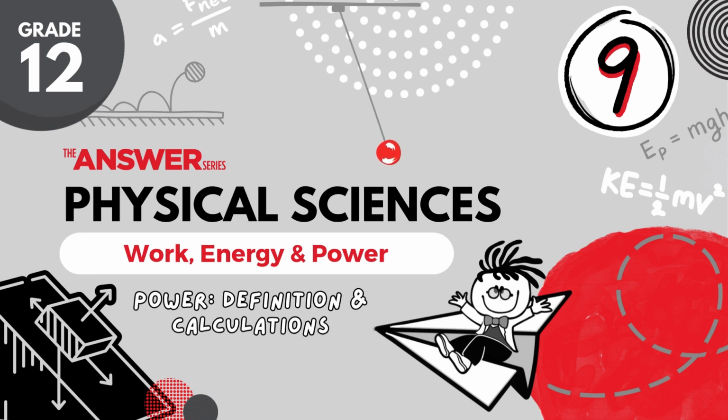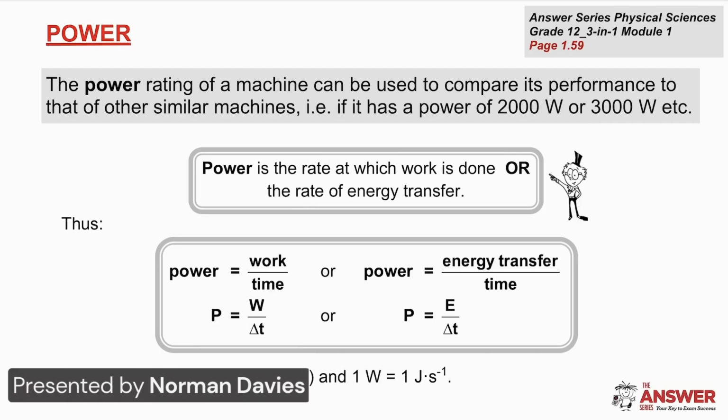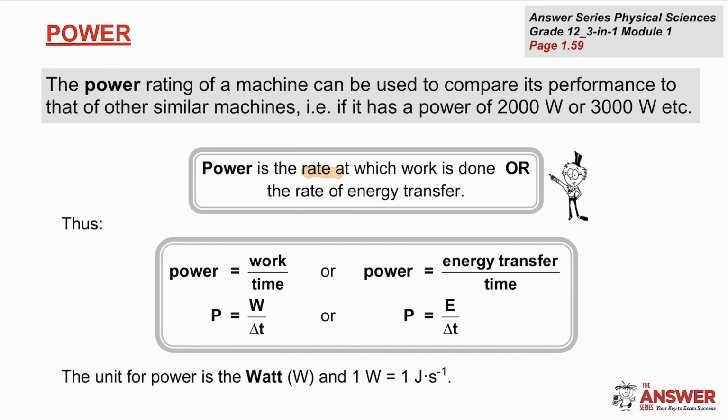In this video we will unpack the idea of power in mechanical systems, develop formulae for power, and use them in calculations. Power is a rate quantity. All rate quantities are something divided by time taken. Think velocity, rate of change of position. It is displacement divided by time taken.